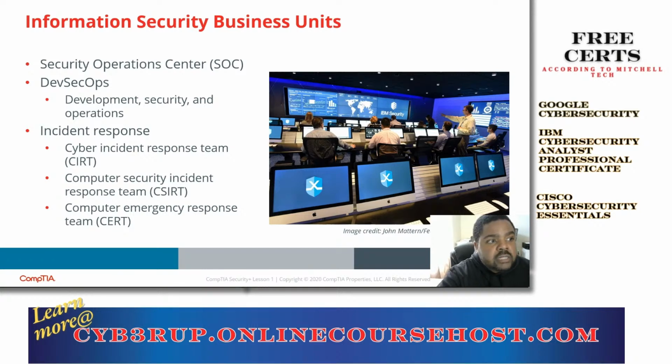You also have teams such as DevOps SOC, which is more like your developers who also implement security as well as the operations of the business, all developed into one, so that whenever we're building applications, we're thinking with security in mind. And then you have an incident response team. This could be referred to as a CSIRT or some type of incident response team.